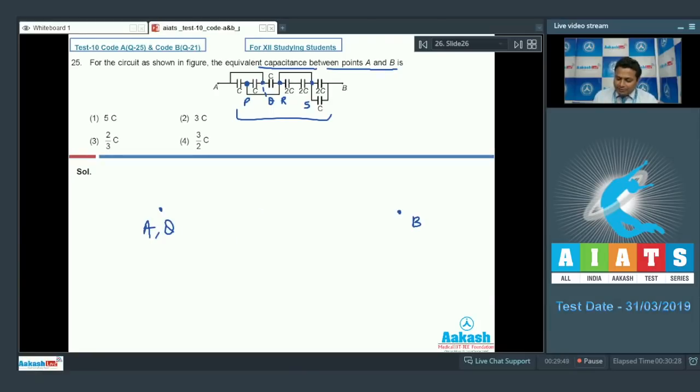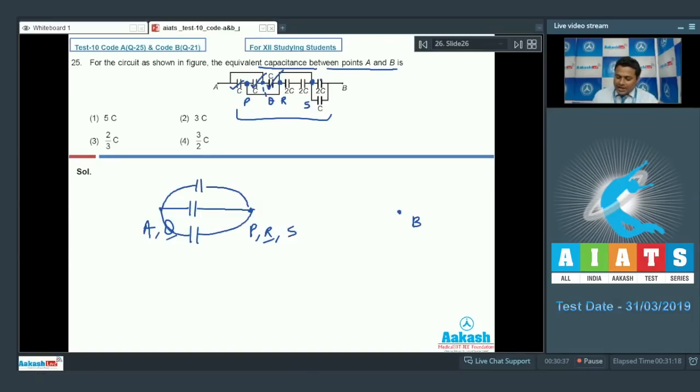Again point P, point R and point S are actually the same, because they are connected directly with a wire, so they will be at the same potential. Now let us fit the capacitors. Between A and point P, we have one capacitor. Here it is A, here it is P. Between point P and point Q, we have one more capacitor. Point P is here, point Q is here. Between point Q and point R, we again have one capacitor. This is Q, this is R, one more capacitor.